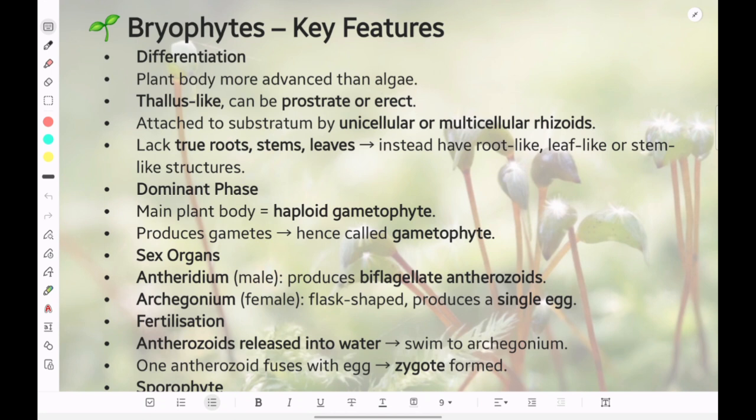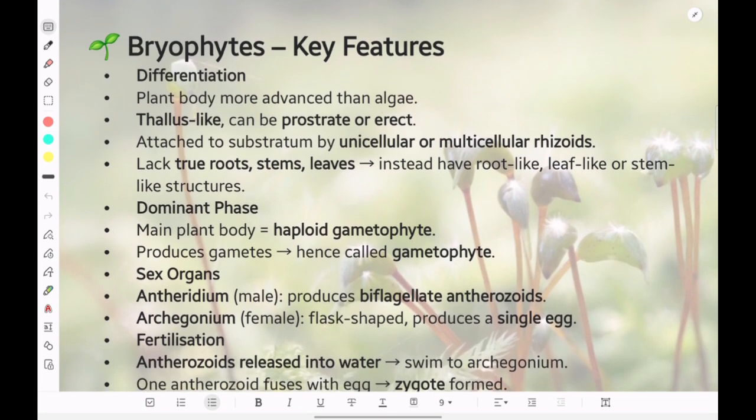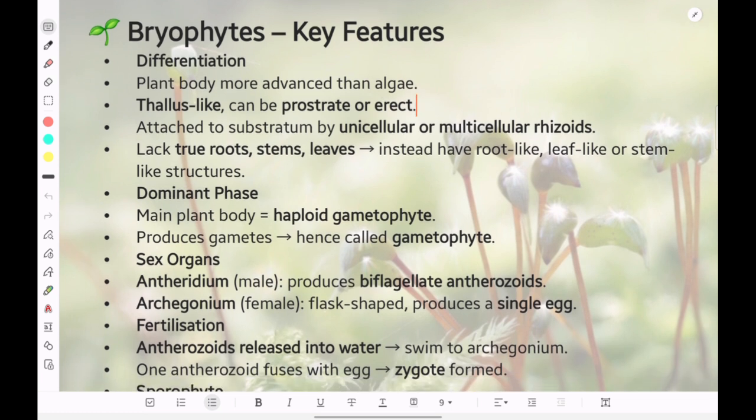In our last class, we discussed algae. There are three subphyla in the kingdom algae: Chlorophyceae, Phaeophyceae, and Rhodophyceae. Today, we are going to discuss bryophytes, the second phylum in the kingdom Plantae. Today's video will be short because we are only covering bryophytes, and it is a comparatively smaller topic compared to algae. So let's begin.